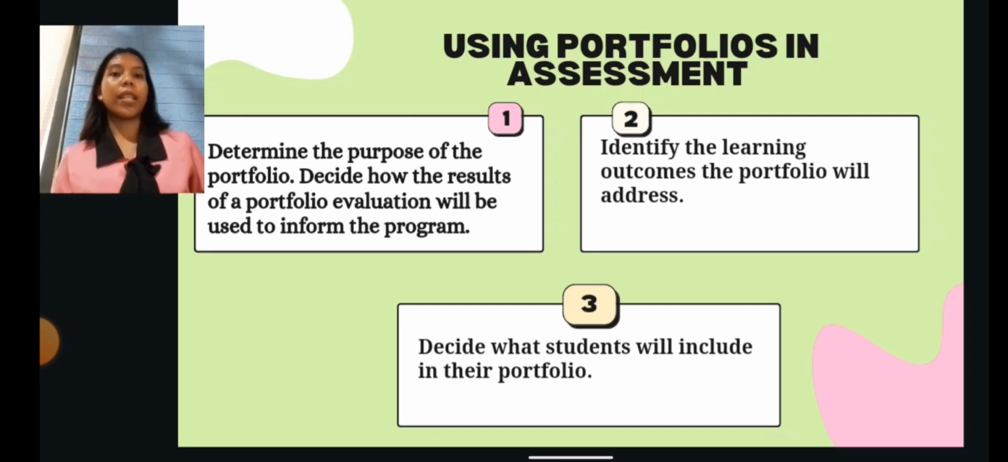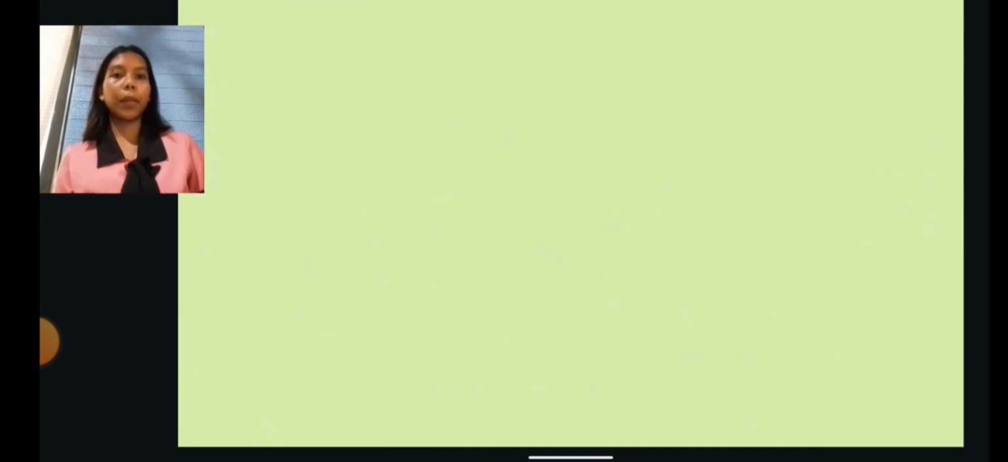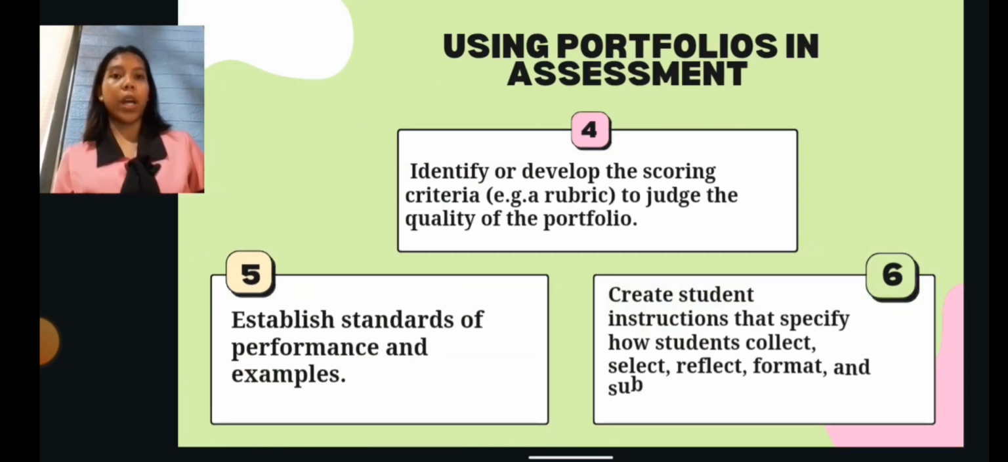So the second one is identify the learner's outcomes the portfolio will address. The third one is decide what the students will include in their portfolio. So you as a teacher will decide or will give them what they are going to put in that portfolio or what they are going to make in that portfolio.